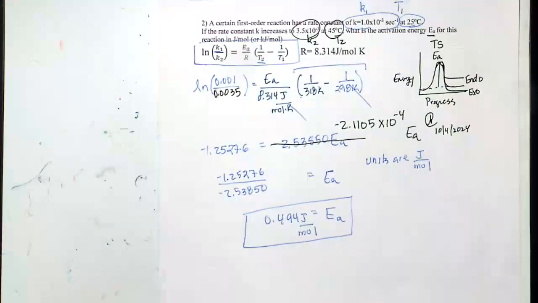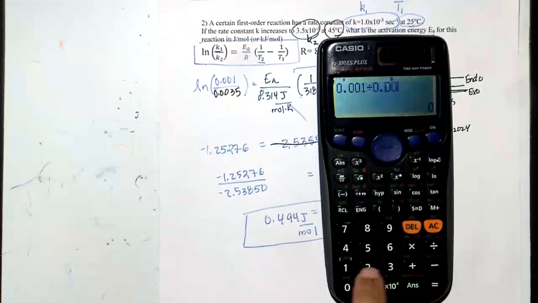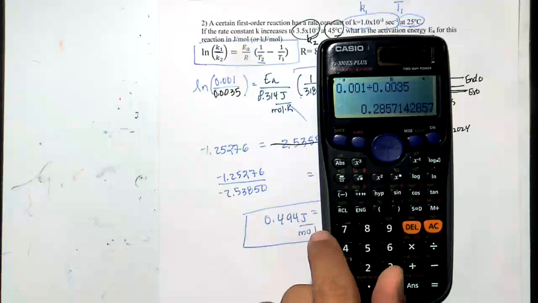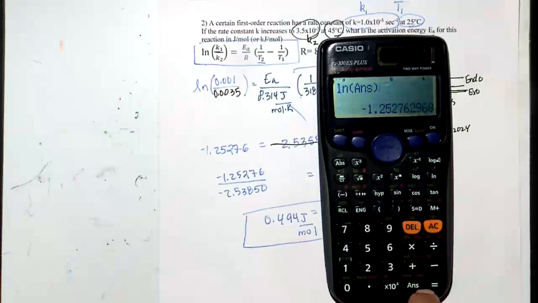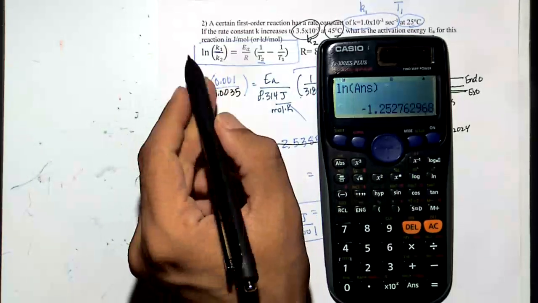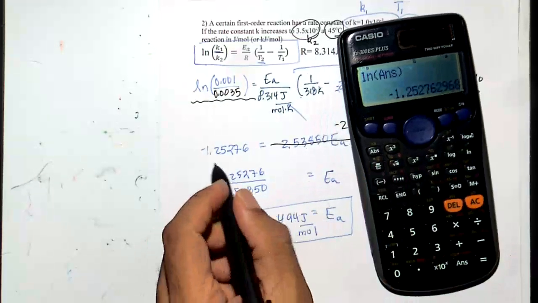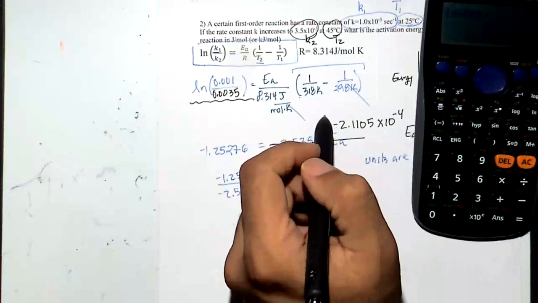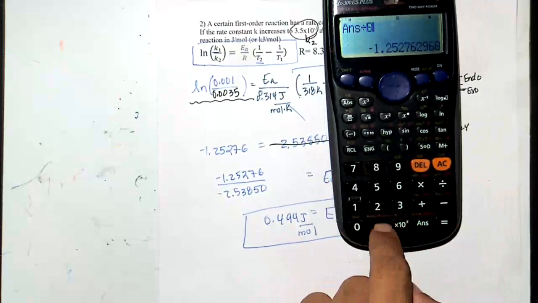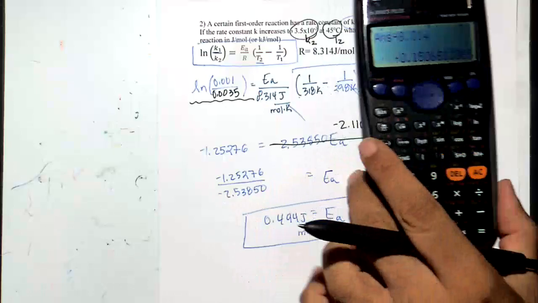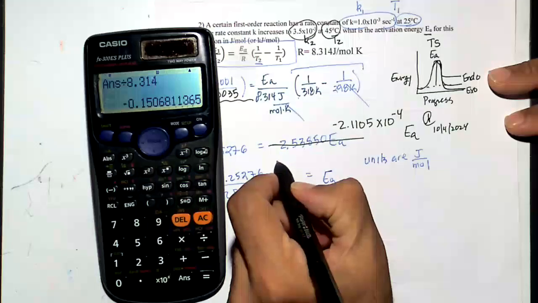Right, so make sure you do this on your calculator properly. You know, I made that mistake here. 0.001, let me double check. 0.0035, and that's why I have people who check my calculator. Negative 1.25. Okay, this looks to be okay. Okay, so now we're going to take this fraction, and we're going to divide it by 8.314 and get minus negative 0.15068.